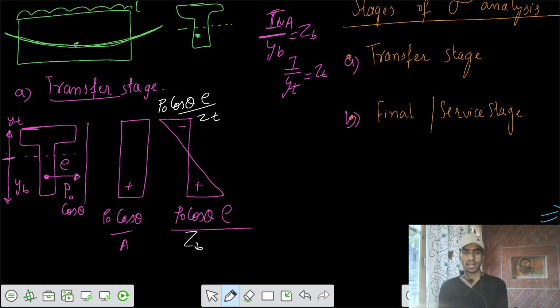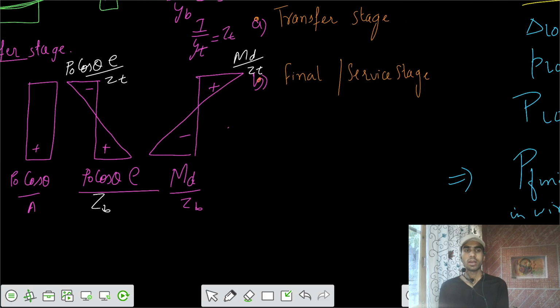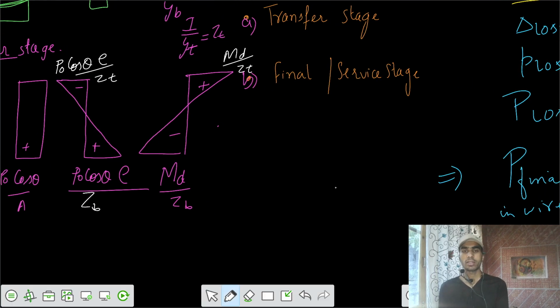And a third stress is there, because of the dead load we are calculating. Dead load causes sagging moment, so top compressive, bottom tensile, and that we can write as m dead by z bottom, and m dead by z top.